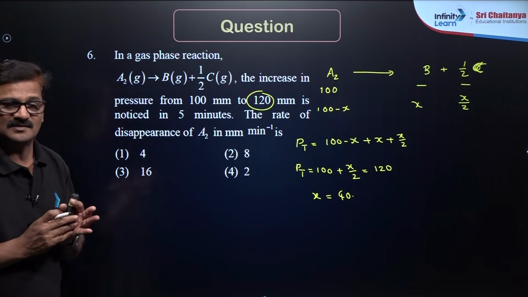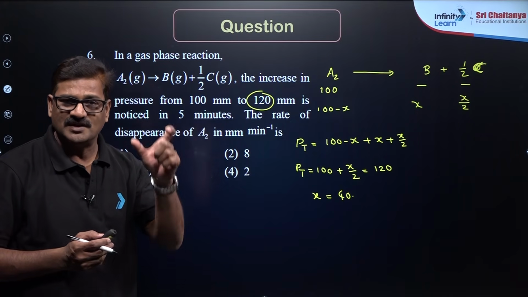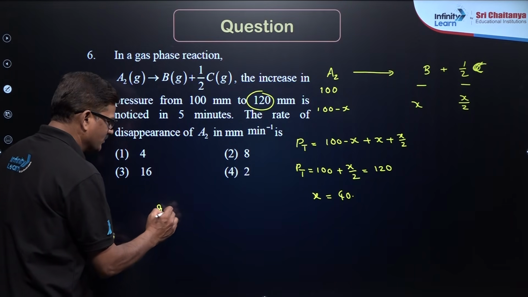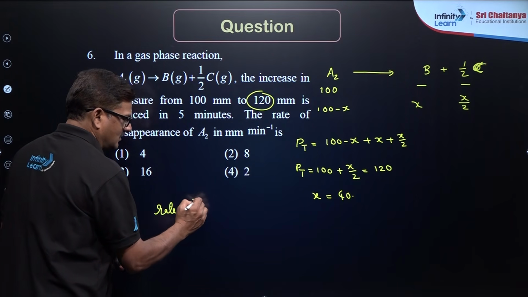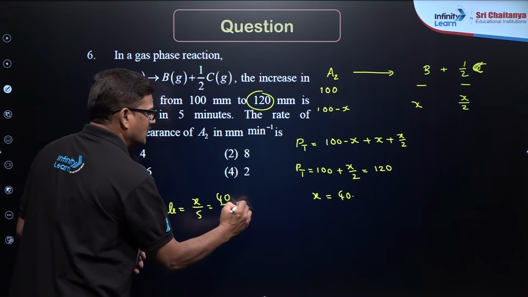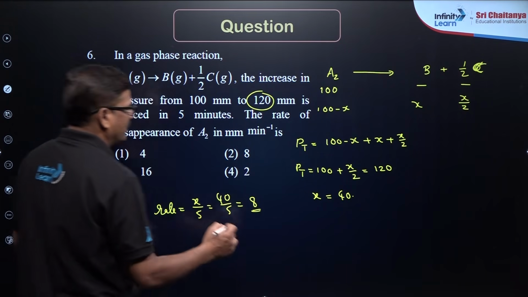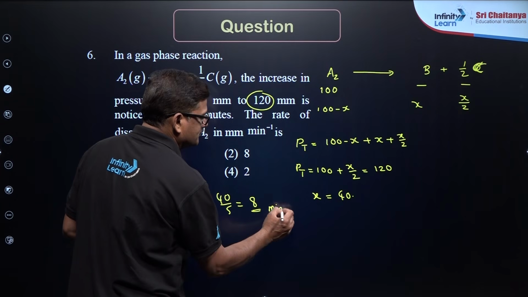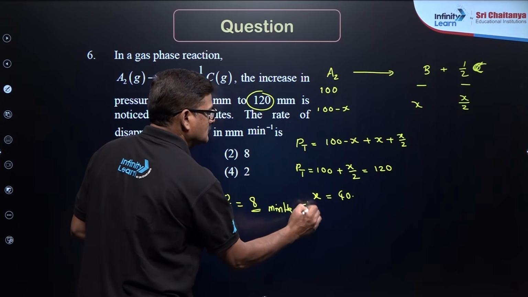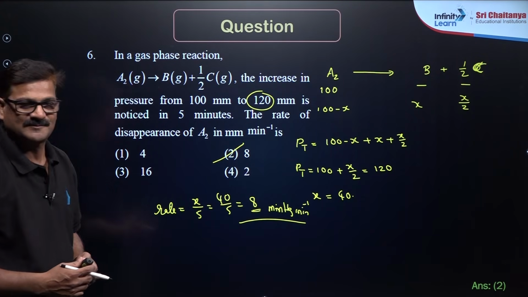Rate of a reaction is the change in concentration or change in pressure upon the time taken. So, rate is going to be x by 5, that is equal to 40 by 5, which is 8 millimeter mercury per minute. So the answer for this question is option 2.